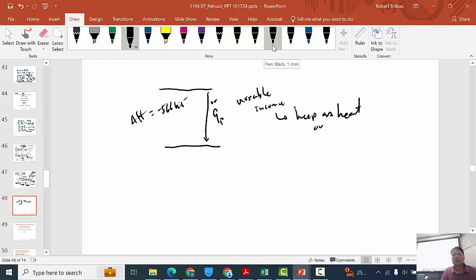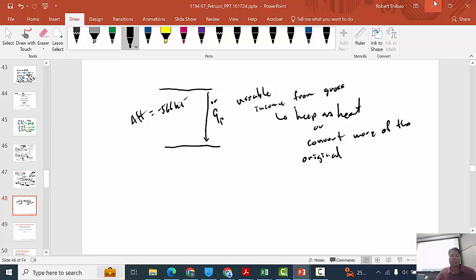All right, so this is their usable income from the gross. We can keep it as heat or convert more of the original potential energy into work. So we restricted ourselves only to the P delta V work, but if we decide to do more work, then we could convert the delta H into that if we wanted to.